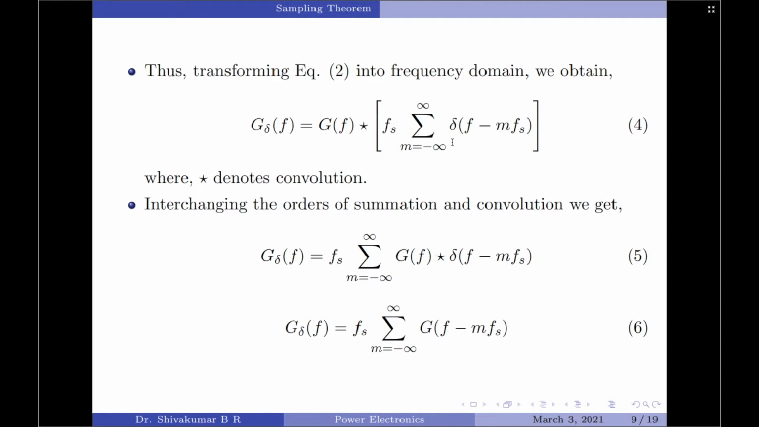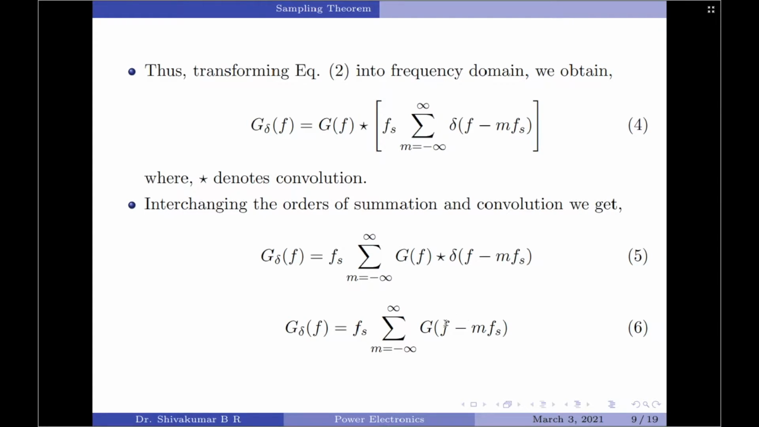Now, let us interchange the orders of summation and convolution to get fs and summation outside. Then we have G of f convolution delta of f minus m fs. Further, from the properties of the delta function, we find that the convolution of G of f and delta of f minus m fs equals G of f minus m fs. So, I will modify equation 5 by substituting the convolution term by G of f minus m fs.